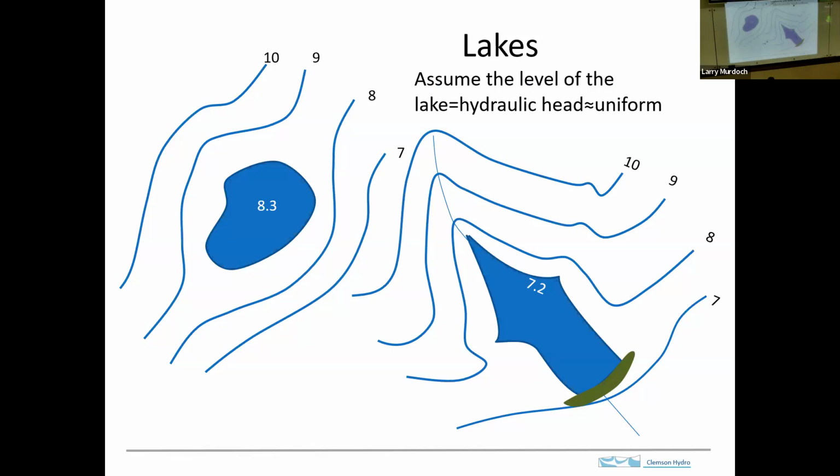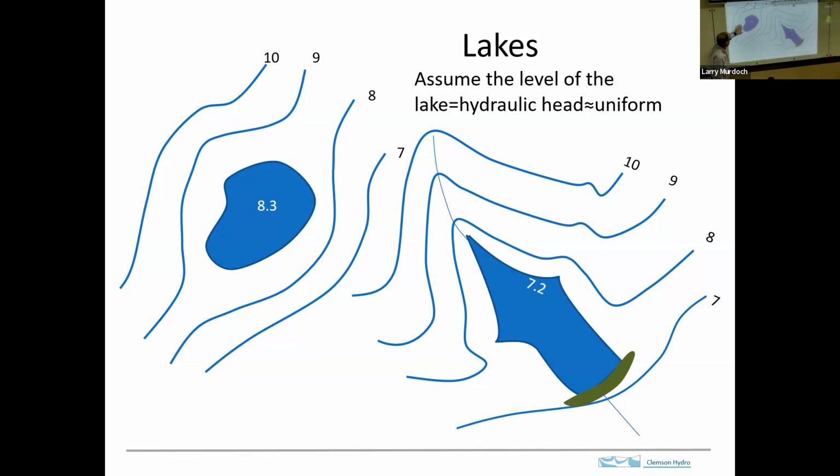Okay, so the flow goes to streams in some cases, and it also goes to lakes. So there's a few different patterns that can happen when you have a lake. So here's some contours. Here's 10, 9, 8, 7. And this is the lake here. The water surface on a lake is pretty much flat.